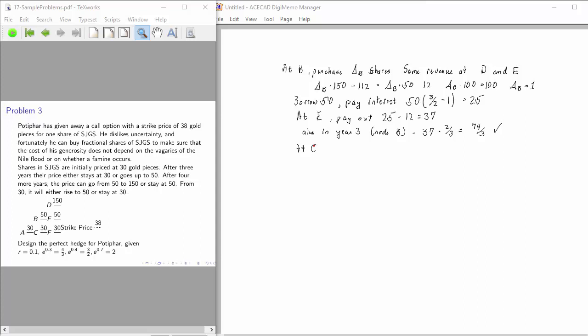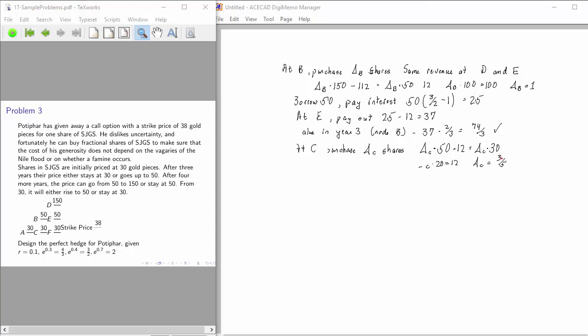Suppose, on the other hand, that the shares stay stuck at 30 after 3 years. Well, you get the idea. This time, he's going to purchase a probably different amount, delta C shares, and say that at year 7, when I go to sell these off, if the shares have gone up from 30 to 50, I get delta C times 50, but I have to pay 12 gold pieces to settle the option. If they go down, I don't have to pay anything on the option, but I can sell them for only 30, and therefore delta C times 20 is equal to 12, and delta sub C is equal to 3/5.